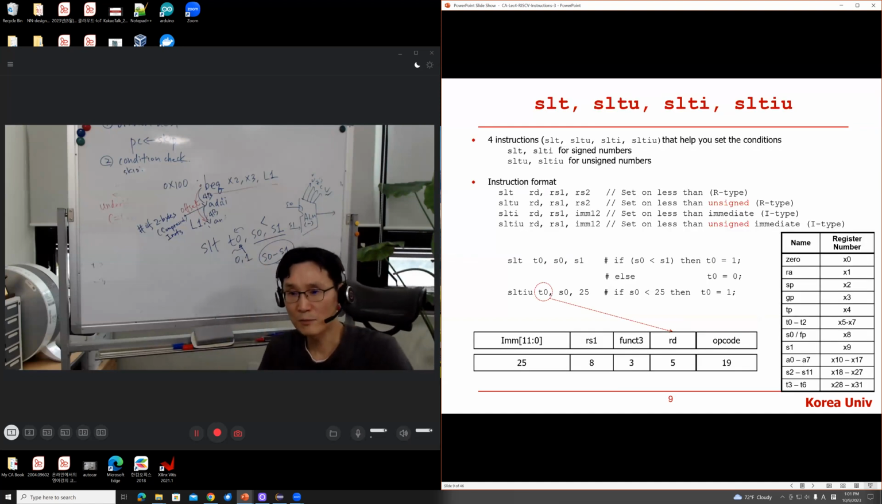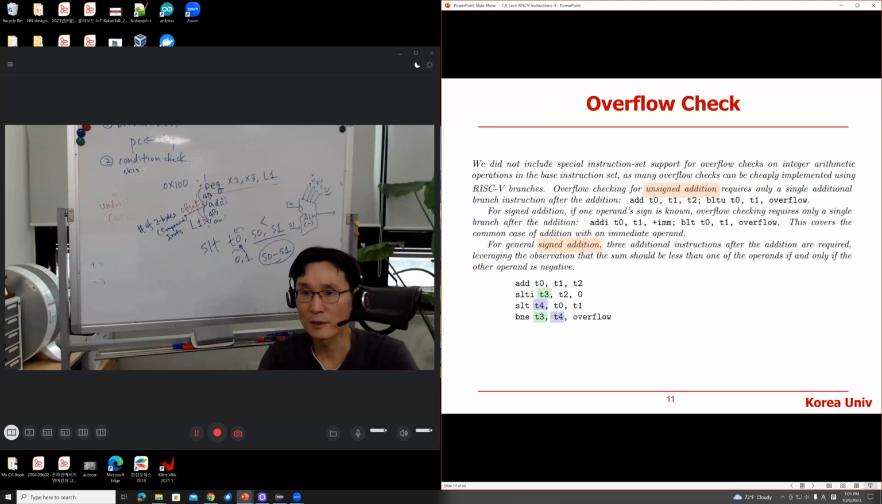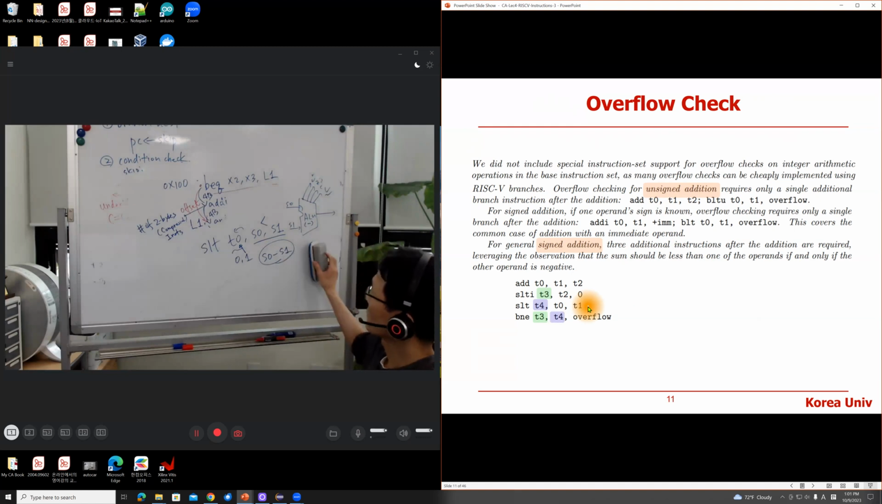So a simple instruction. Then the question is, when do you want to use the SLT instruction? According to the RISC-V documentation, you can use the SLT instruction to check overflow and underflow conditions.